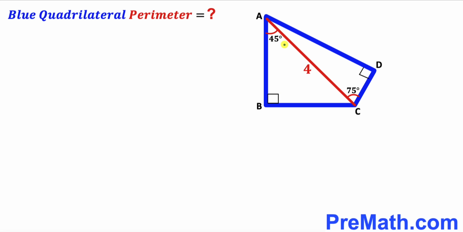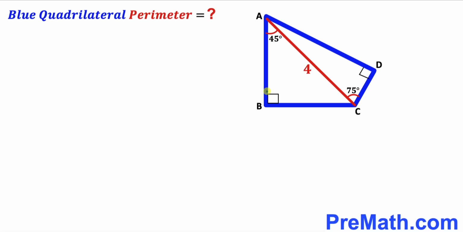Welcome to PreMath. In this video, we have this blue quadrilateral ABCD along with this segment AC, as you can see in this given diagram, such that this segment AC length is 4 units, and moreover this angle BAC is 45 degrees, whereas this angle ACD is 75 degrees.